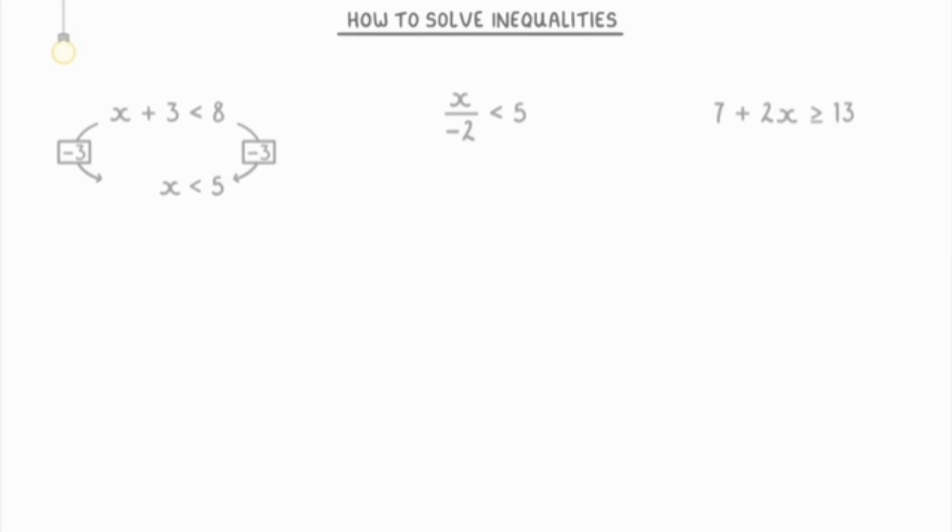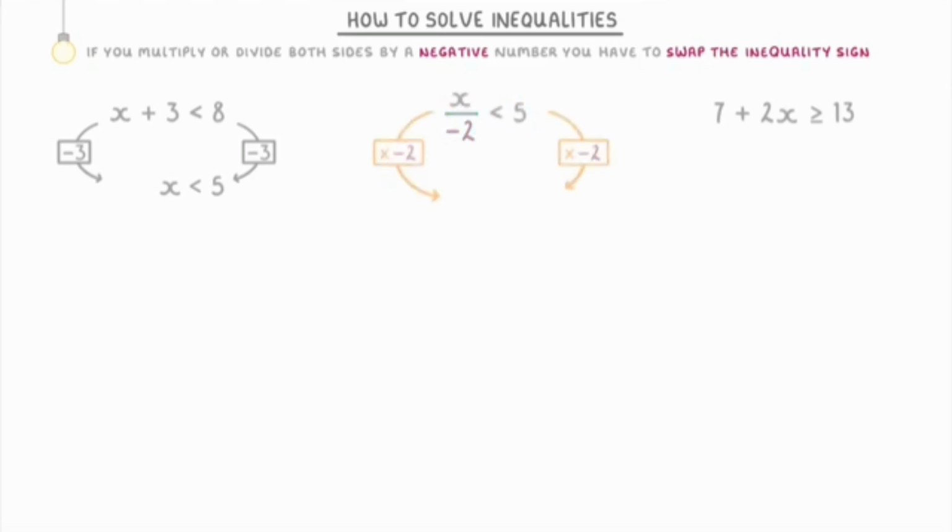The only important difference that you need to know about is that if you multiply or divide both sides by a negative number, then you have to swap the inequality sign around. For example, in this second equation, to get rid of the divide by -2 part, we need to multiply both sides by -2, which will leave us with just the x on the left and -10 on the right. But importantly, because we multiplied by a negative number, we're going to have to swap our inequality sign around so that it will change from a less than to a more than sign, which leaves us with x is more than -10.